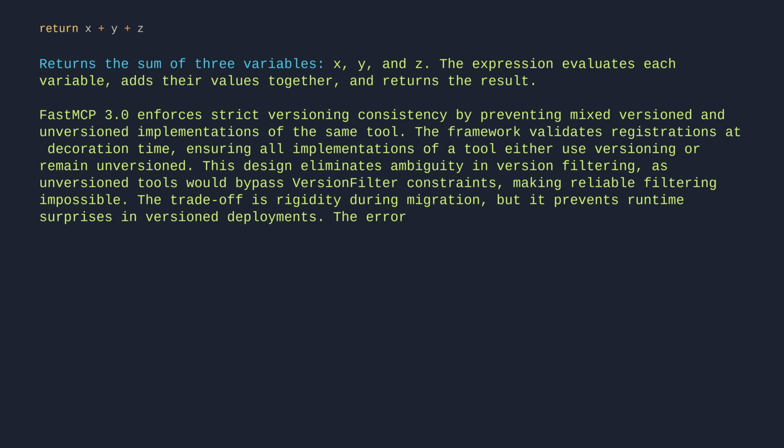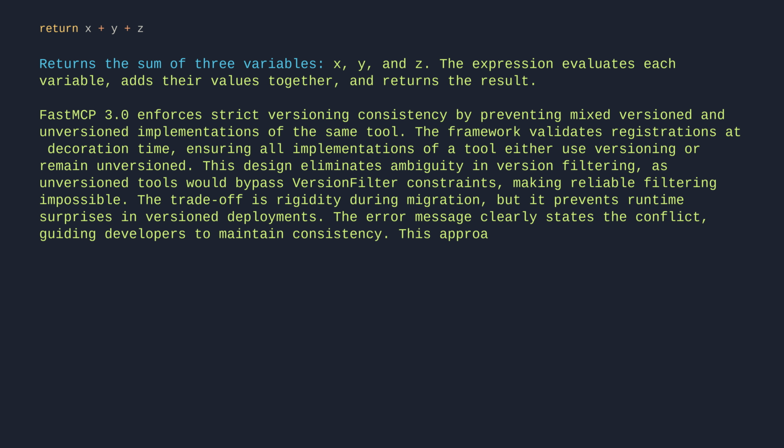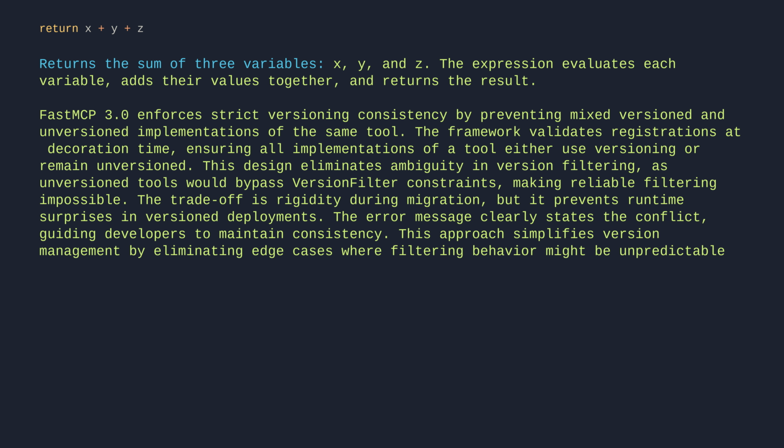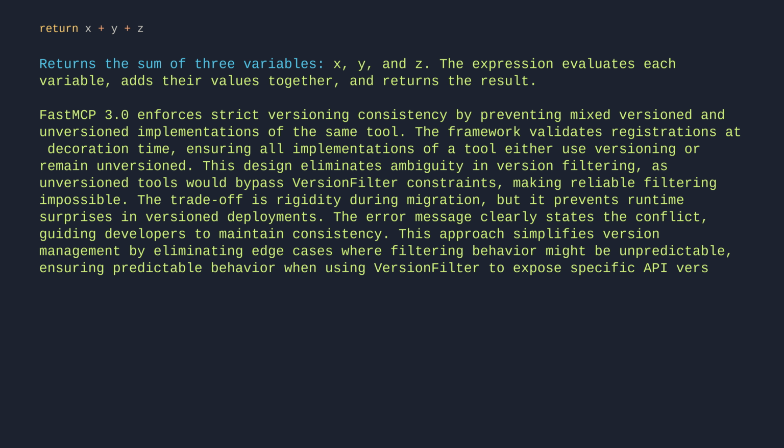The error message clearly states the conflict, guiding developers to maintain consistency. This approach simplifies version management by eliminating edge cases where filtering behavior might be unpredictable, ensuring predictable behavior when using version filter to expose specific API versions to clients.